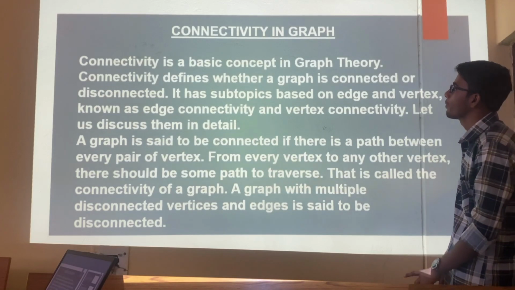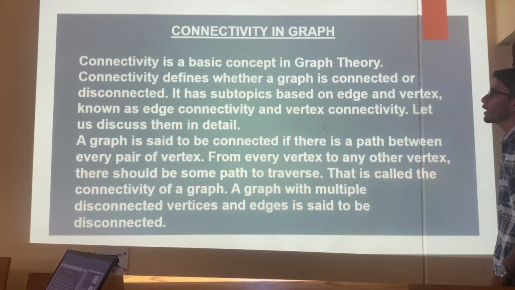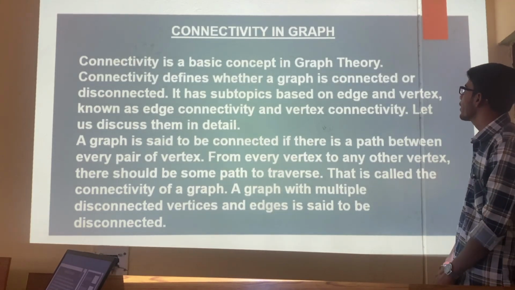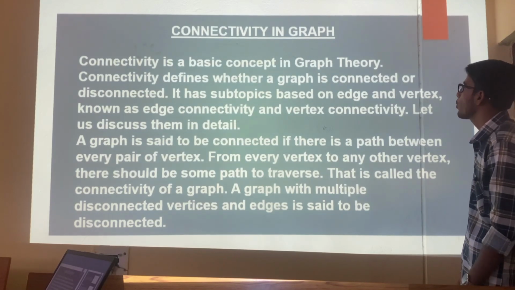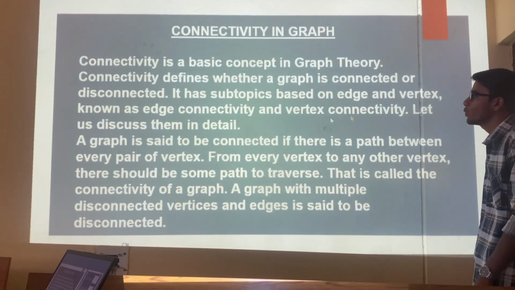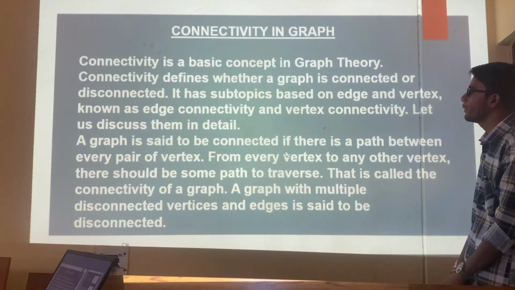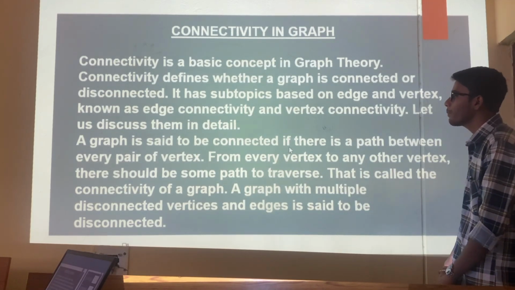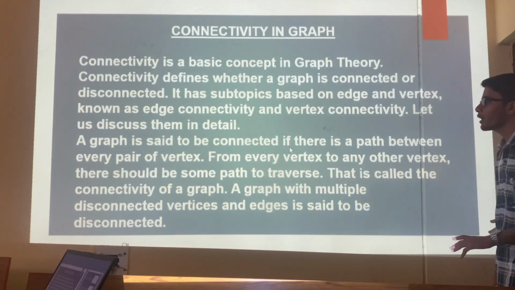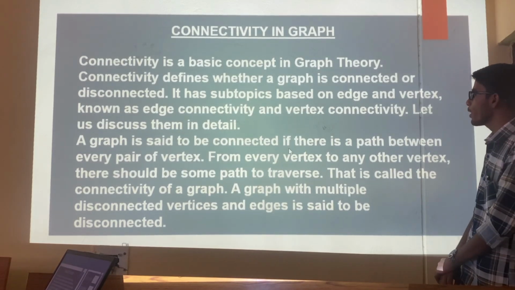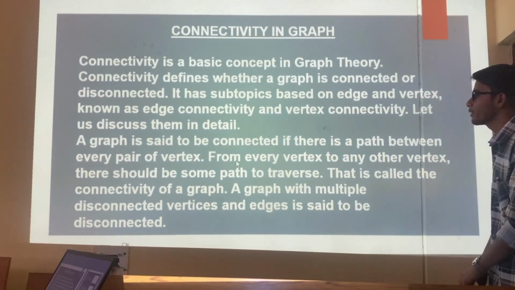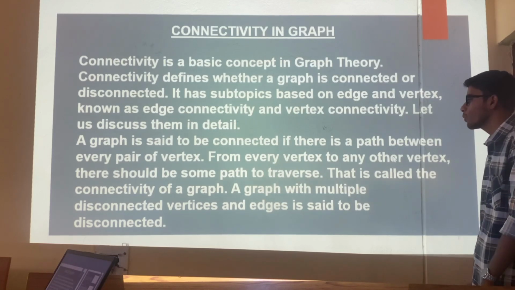Now connectivity in a graph. Connectivity is a basic concept in graph theory. Connectivity defines whether a graph is connected or disconnected. It has subtopics based on edges and vertices, known as edge connectivity and vertex connectivity. Let's discuss them in detail. A graph is said to be connected if there is a path between every pair of vertices. From every vertex to any other vertex, there should be some path to traverse. That is called the connectivity of a graph.